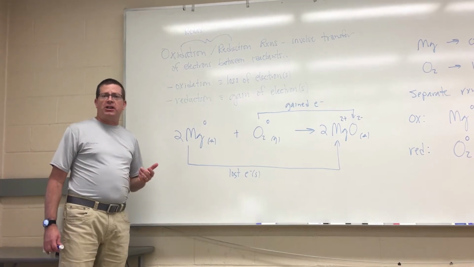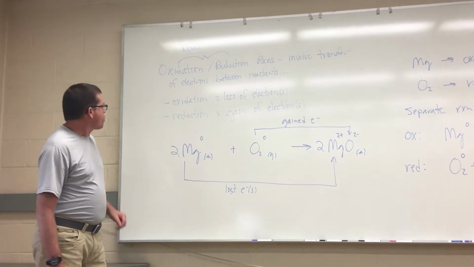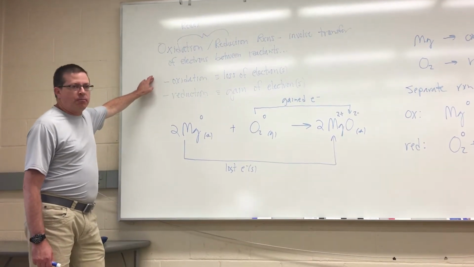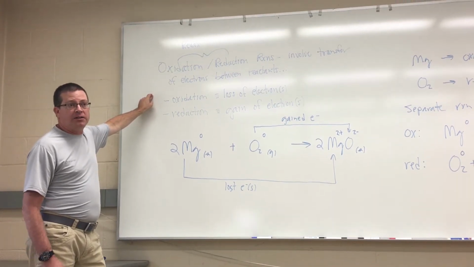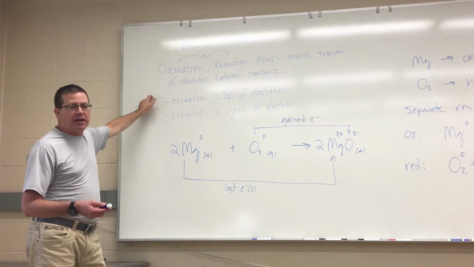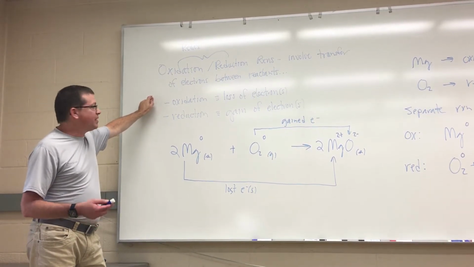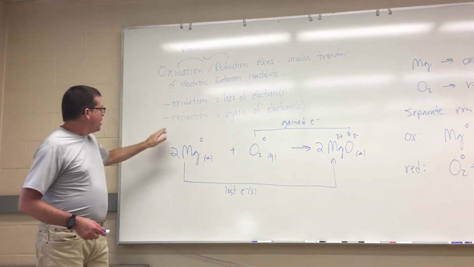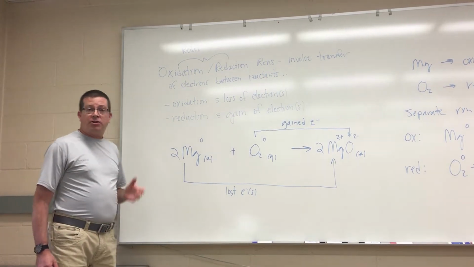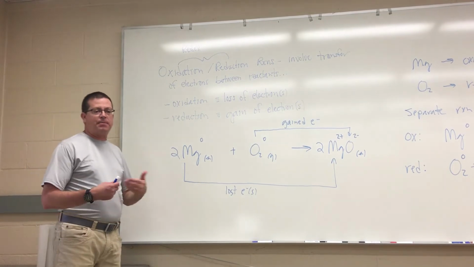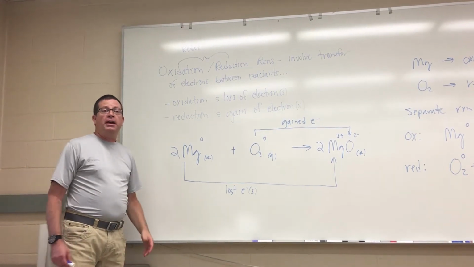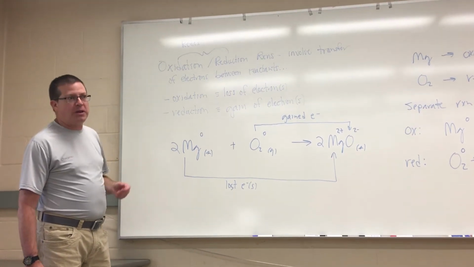Now, just a couple definitions that we have to be aware of. The first is oxidation. Oxidation refers to the loss of electrons. So the species that loses or gives up the electrons, we say is oxidized. Likewise, we have reduction. Reduction means the gain of electrons. So the species that accepts the electrons or gains them is the reduced species.